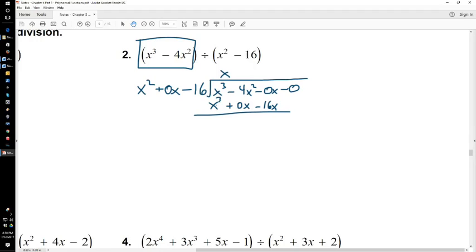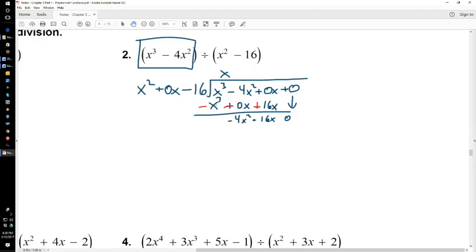And then we're subtracting, so I'm going to go back, minus the x cubed, minus the 0, and add the 16. So, x cubed minus x cubed is 0. Negative 4x squared plus 0 is still negative 4x squared. 0 plus 16 is 16, so 16x. All right. Then we'll bring down the 0.